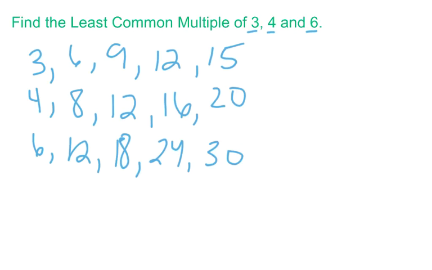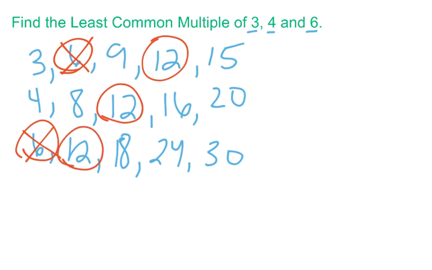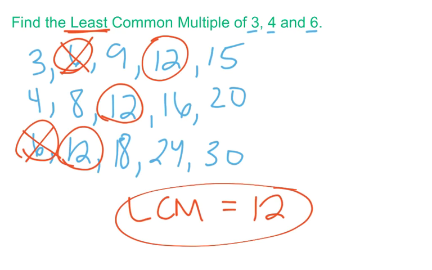So I have my first 5 multiples listed out for 3, 4, and 6. If I go through and compare, let's see, I don't have a common 3. I have a 6, but that's only in 2 of them, so that's not going to work. I have a 12 in all 3, and that looks like it's about it in the current list that I have. So because we're looking for the least or the smallest, my LCM is going to be the number 12.